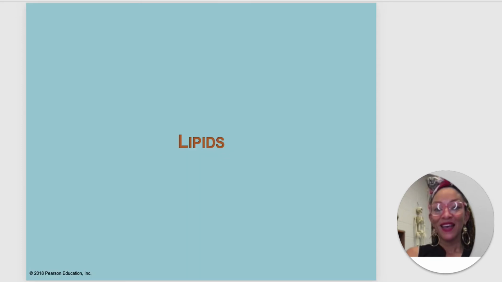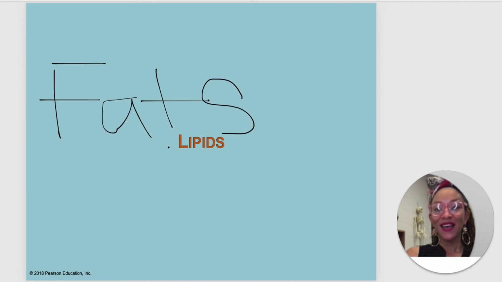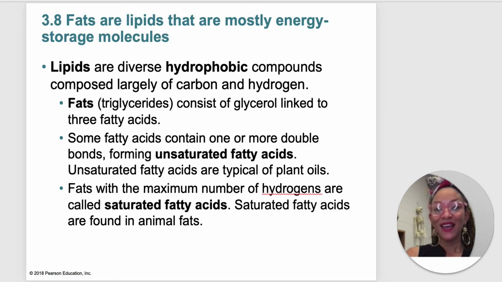All right, so that was it for sugars. Let's talk about lipids. Whenever we see lipids, think of fats, things that we might eat every day, like oil and butter, and a lot of kinds of meat that have saturated fat. So those are your fats.